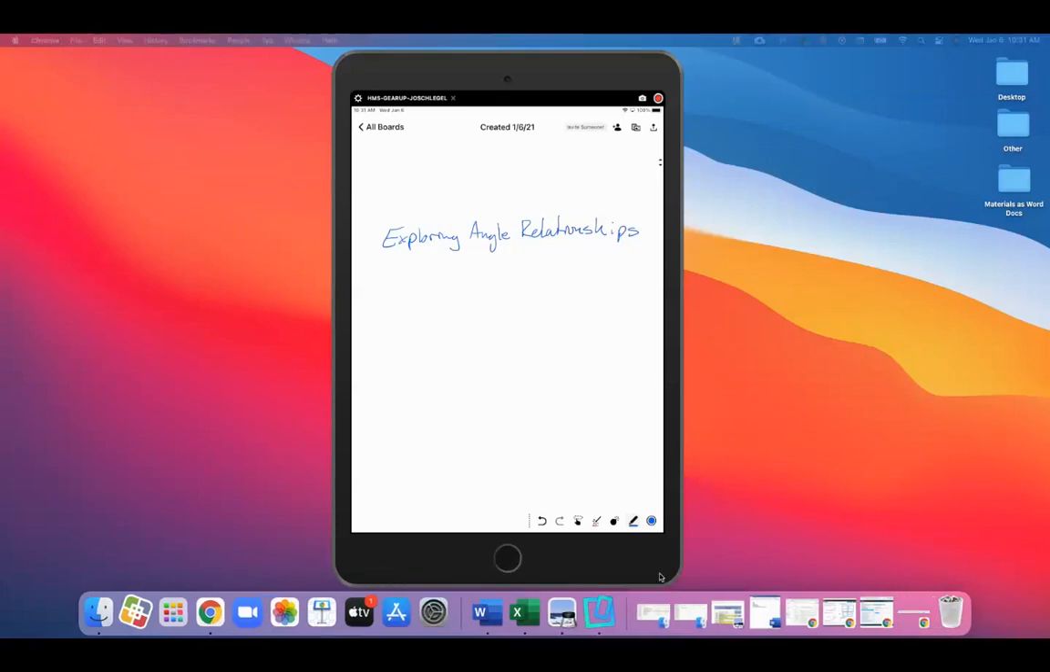All right, welcome to another edition of Middle School Geometry. What we've got today is exploring angle relationships. You'll see that there is no Mathia screen up right now, and that is because there are some notes for this that it would be beneficial for us to take prior to beginning any of the work in Mathia.